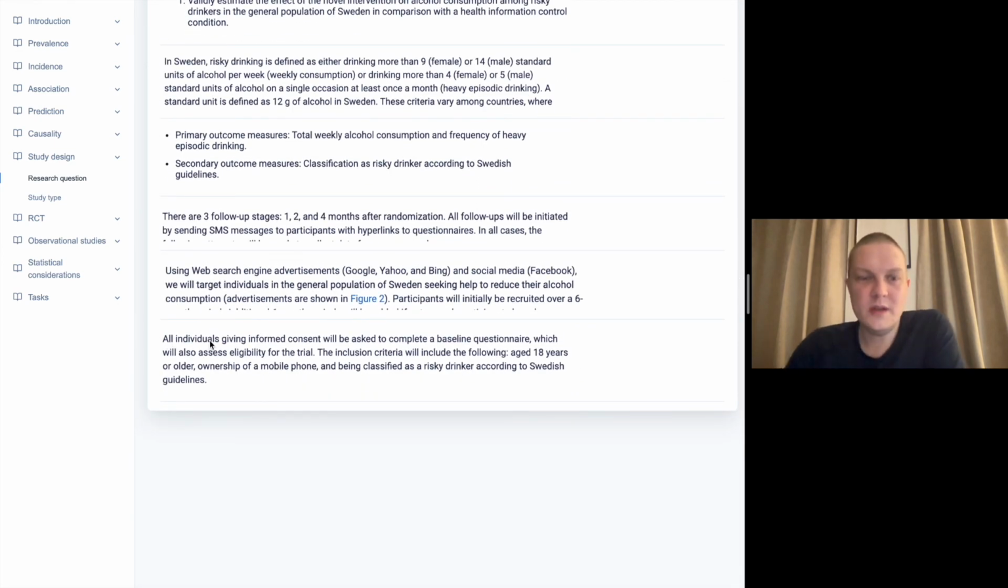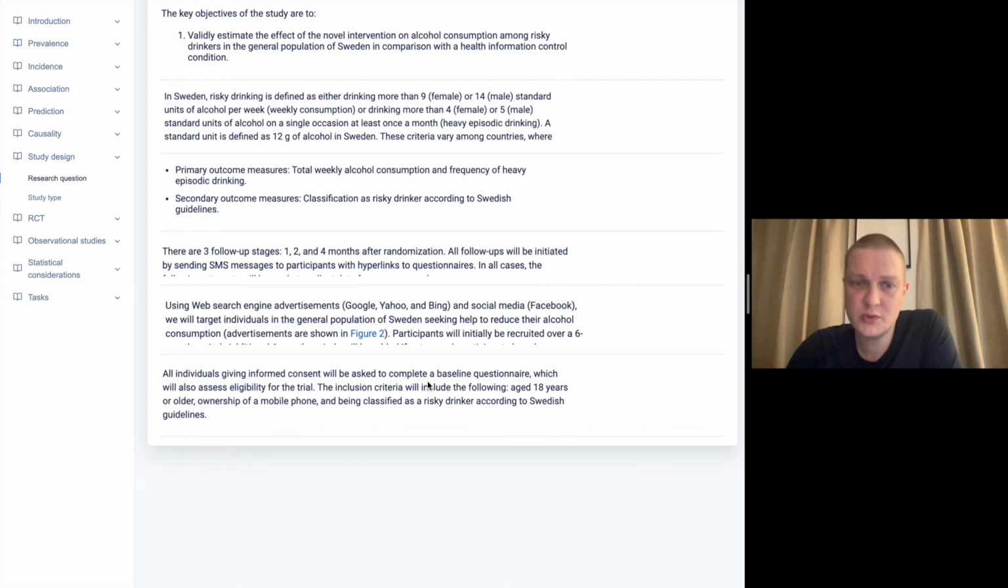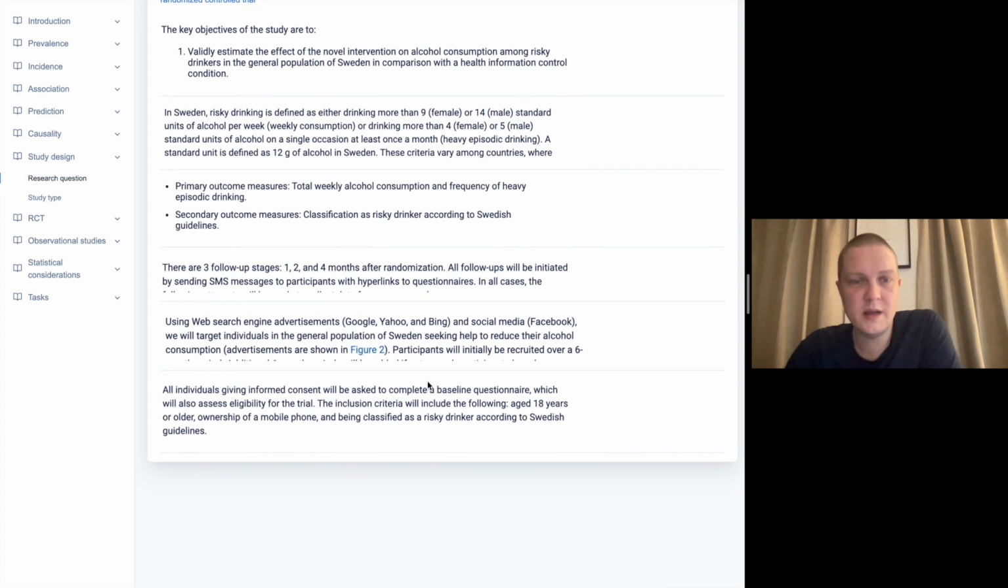And then all individuals giving informed consent will be asked to complete a baseline questionnaire, which will allow to assess eligibility for the trial. The inclusion criteria will include the following: aged 18 years or older, ownership of a mobile phone, and being classified as a risky drinker according to Swedish guidelines. Okay? There are, however, some implicit exclusion criteria here. For one, it doesn't actually say here, but the intervention is all in Swedish, so you have to be able to speak and understand Swedish.